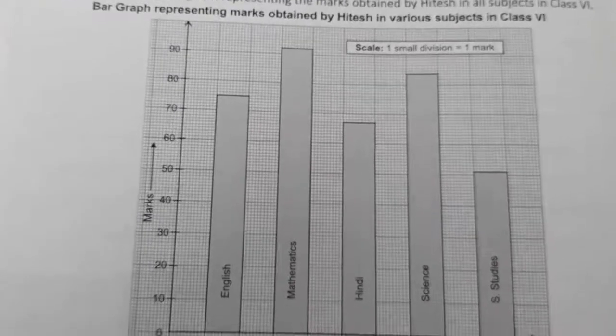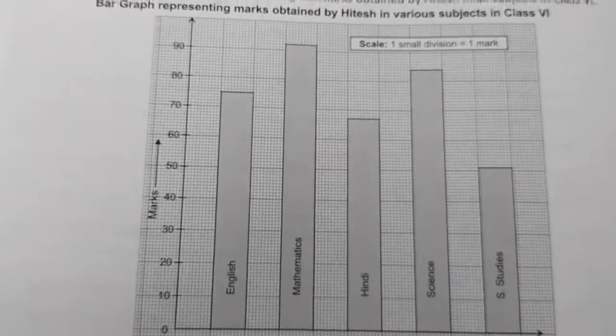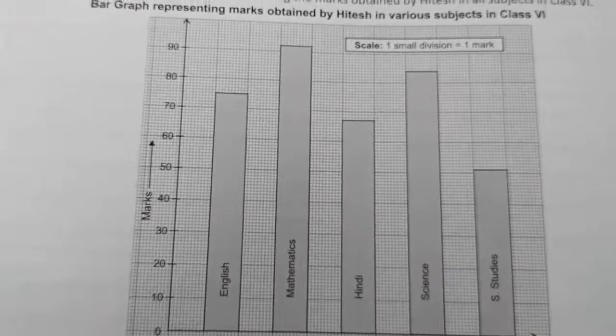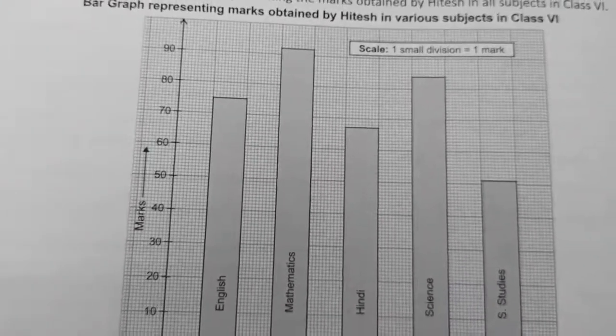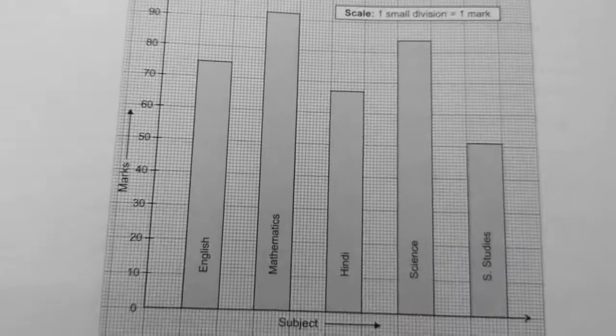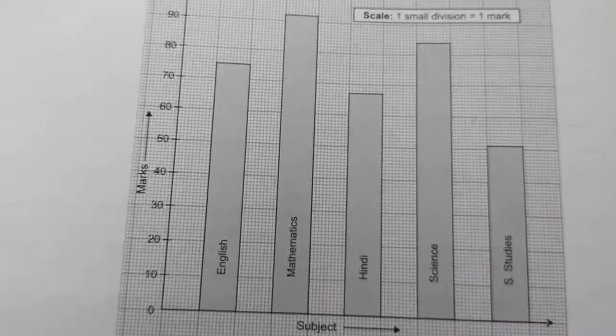I hope you understood. See the gap between the rectangular bars. There must be equal space between the rectangular bars, and uniform width must be there.